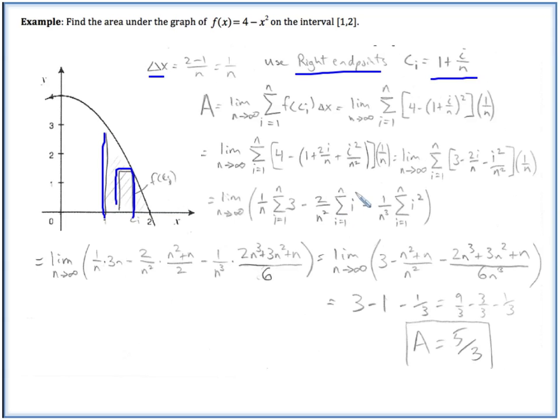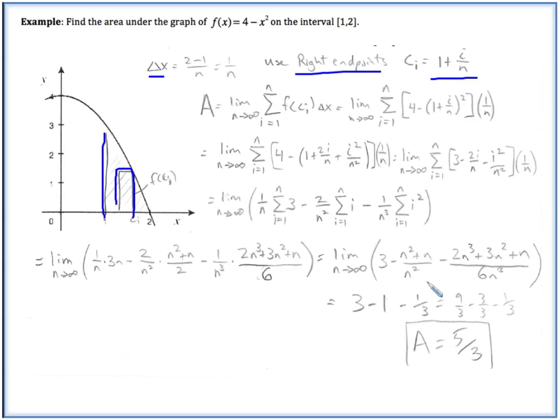Here you can see I have the sum of i, so that one's going to be n squared plus n over 2. Here you can see I have the sum of i squared, and that's going to be 2n cubed plus 3n squared plus n over 6. And then you can see all of the constants just follow along right out in front there. Okay, then I still have that limit tagging along there. Then I went ahead and simplified a little bit, so 1 over n times 3n is just 3. And here I just multiplied these together.